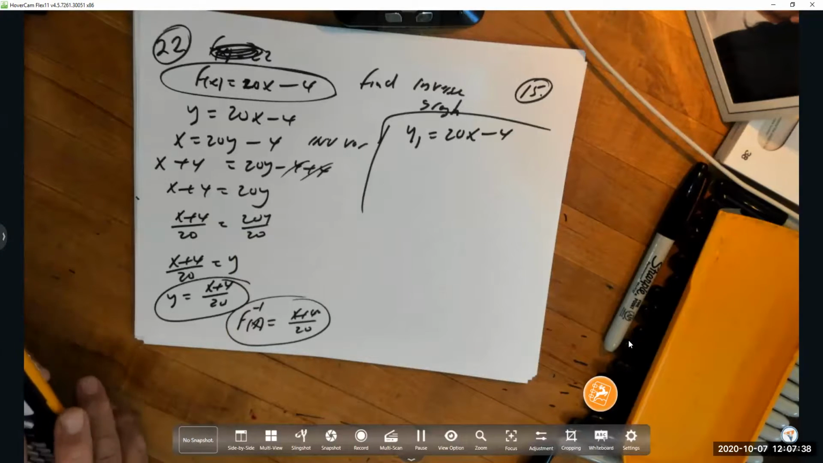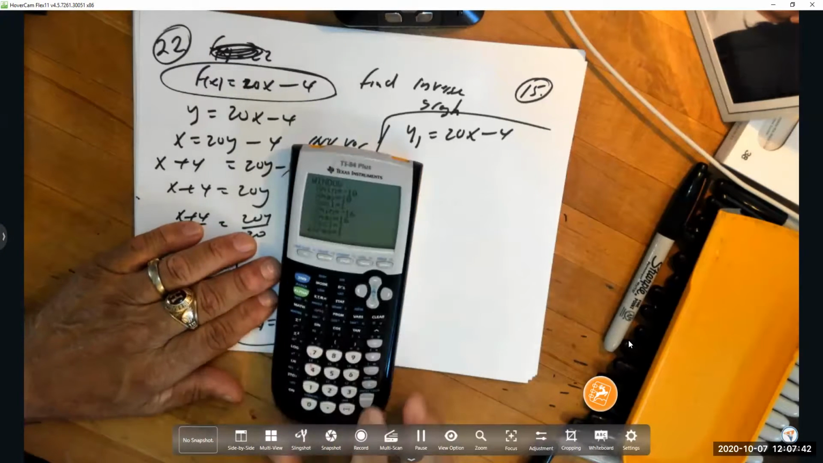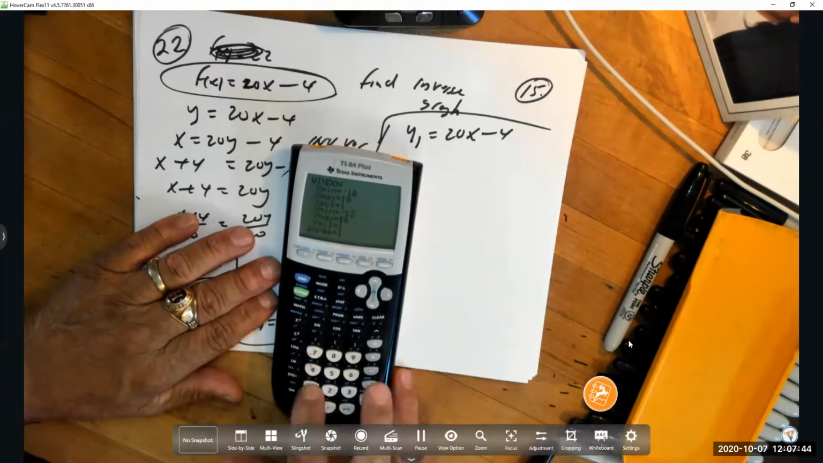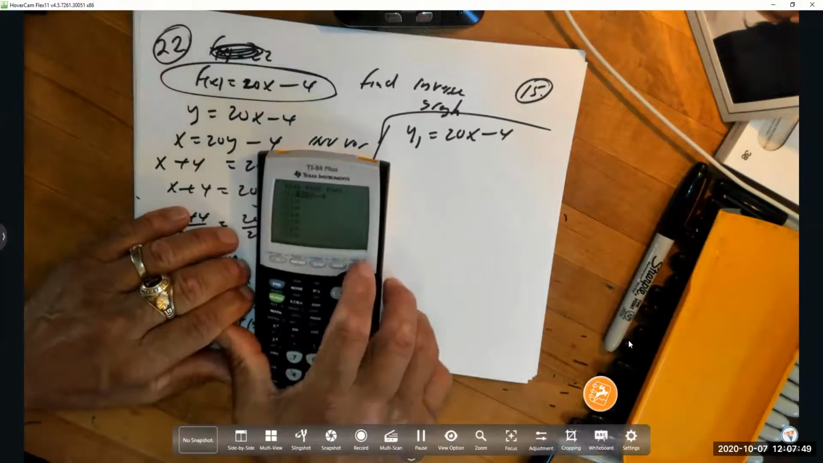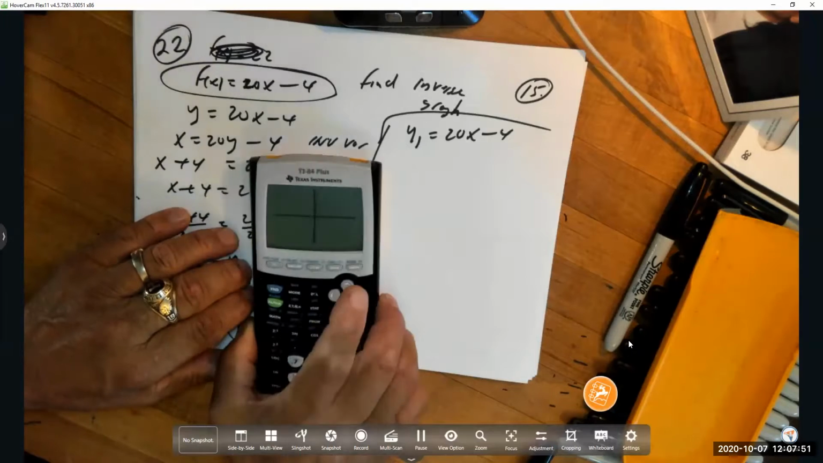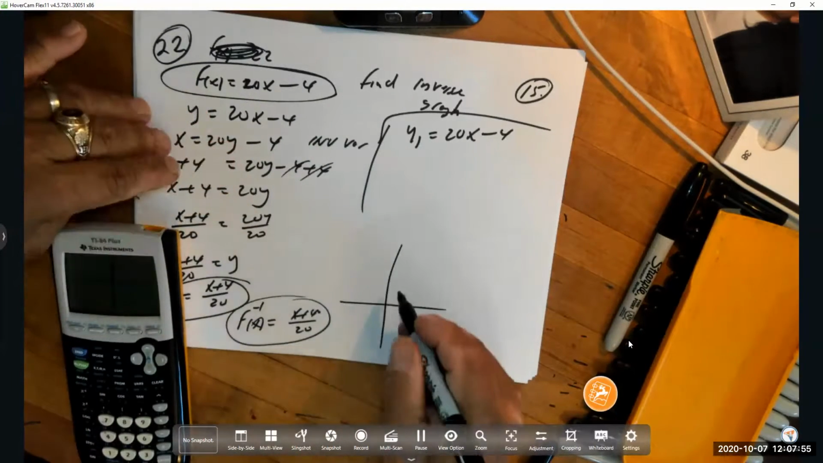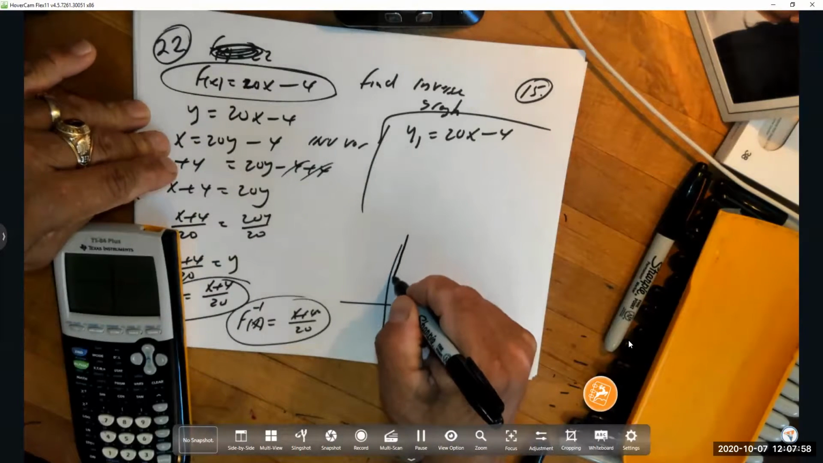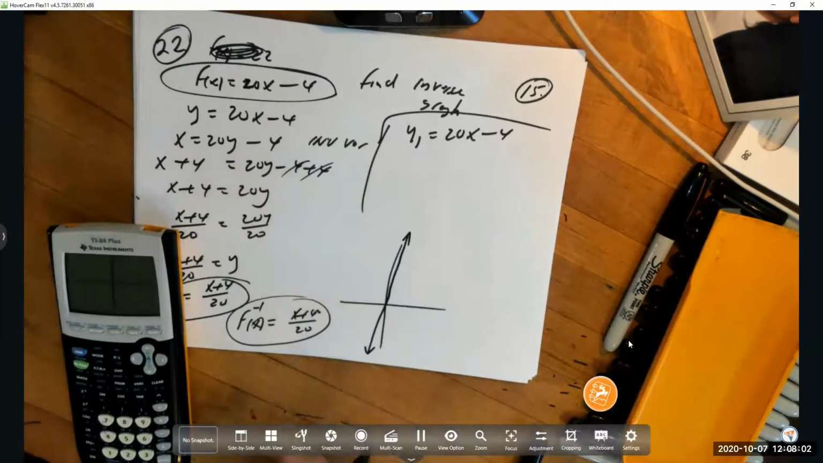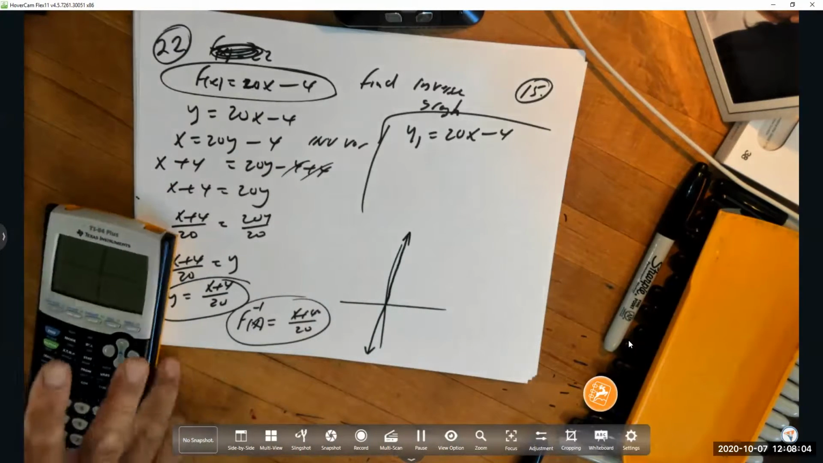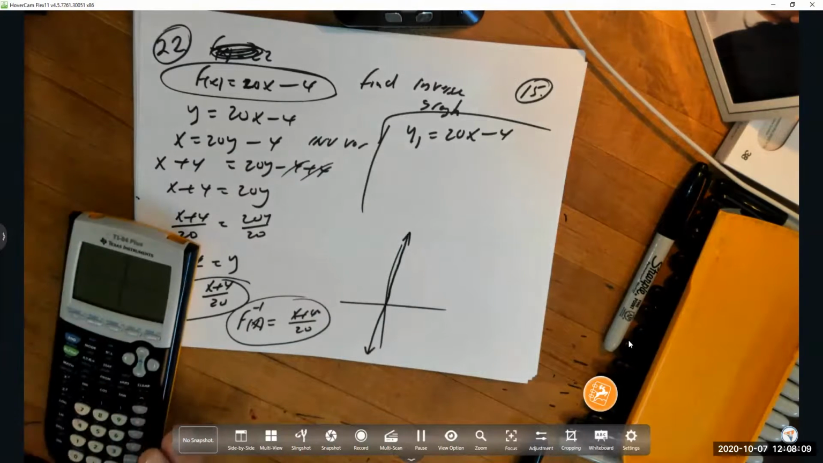I'm going to change my windows back also. I'm going to change it back to negative 12 and 12. Okay, then I go to y, 20x minus 4, hit graph. It's kind of hard to see, but it looks like this. It's a line going like this. You see when you hit y equals and you hit enter, it does a graph, but it's super hard to see, but it's there.